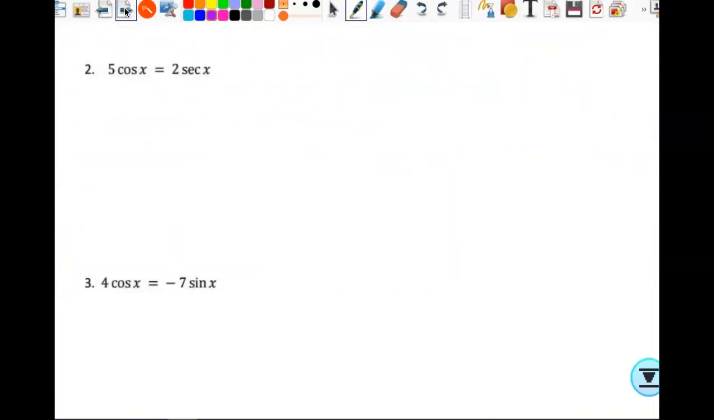All right, so I've got 5 cosine of x equals 2 secant x. I'm mixing trig functions, and they're not being multiplied, so that usually is not going to work out very well for me, which means I need to change something. What is secant the reciprocal of? Cosine. Okay, so let's make this into 5 cosine x equals 2 over cosine x. Or 2 times 1 over cosine. It doesn't matter. It's the same thing either way.